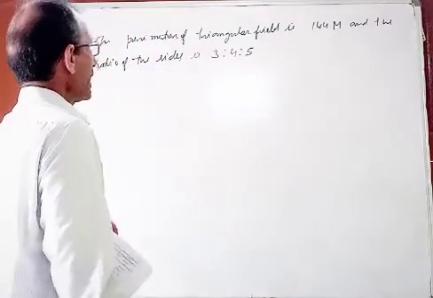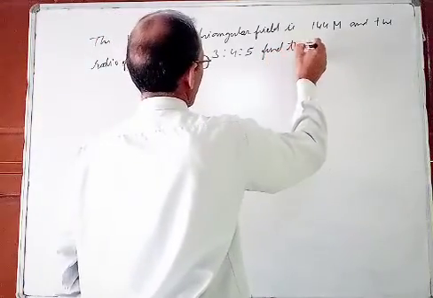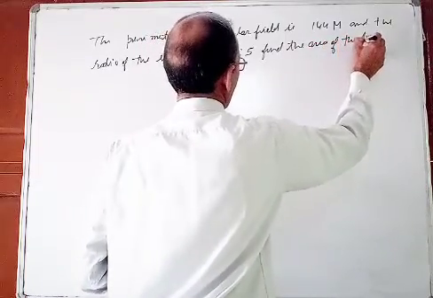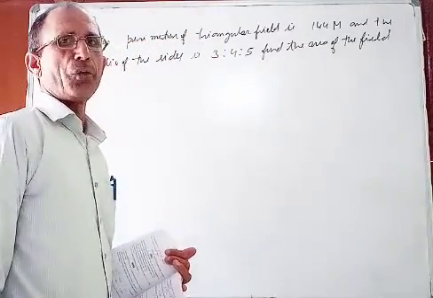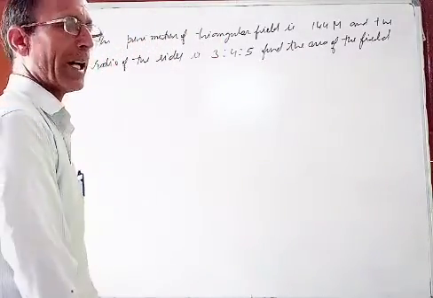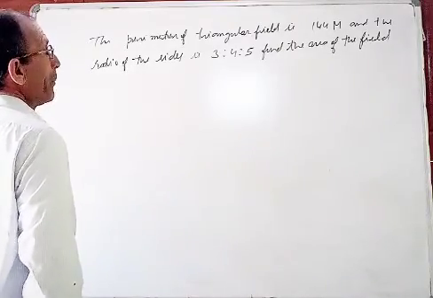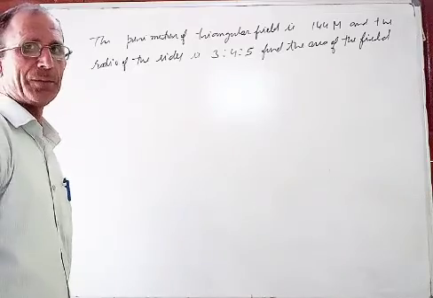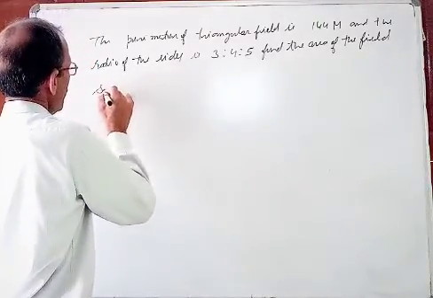So we have to find the area of the field. We have to find the area of this field, because the perimeter is given and the ratio of the sides is also given. So I will assume the solution.